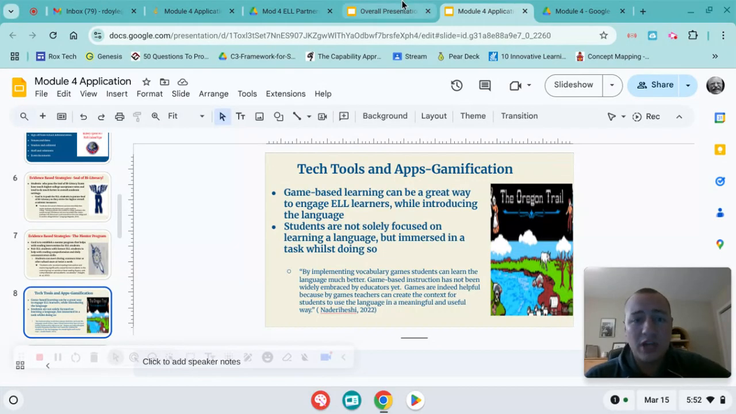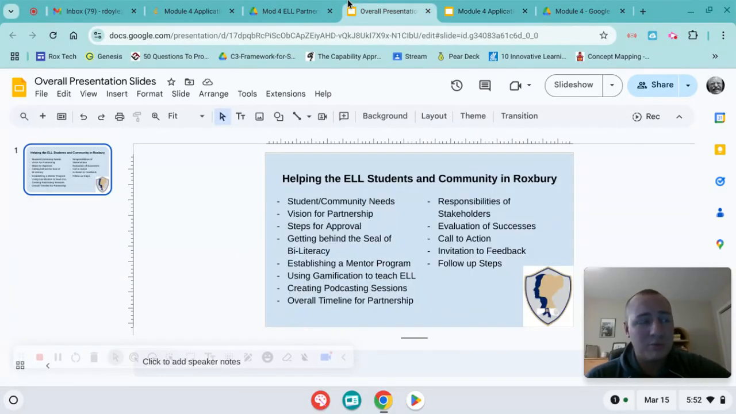One way we could do this is through gamification. It has been proven that engaging these students in a task-based simulation, as opposed to just throwing a vocab sheet at them, is better for them to learn the language and use the vernacular while completing a task. A lot of students will focus on the task and they'll learn the language without even realizing they're learning.